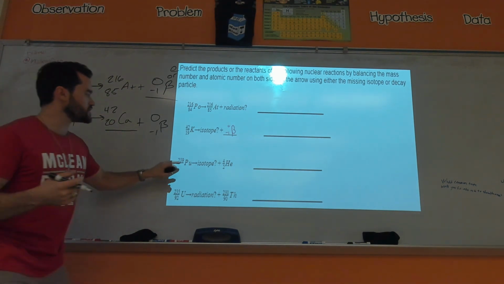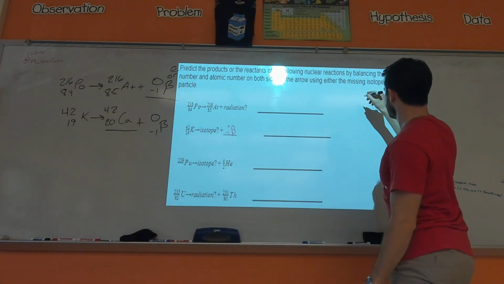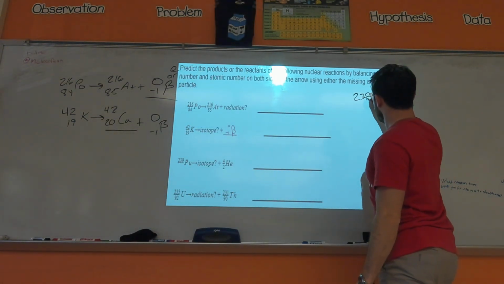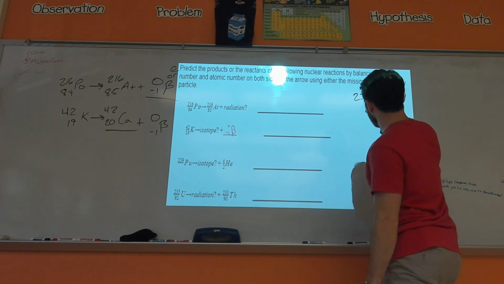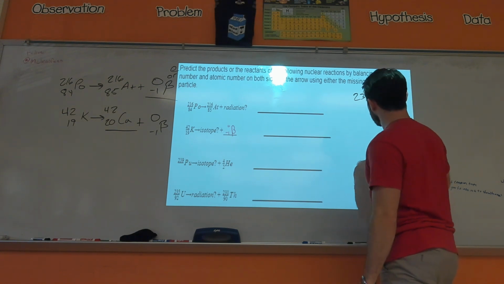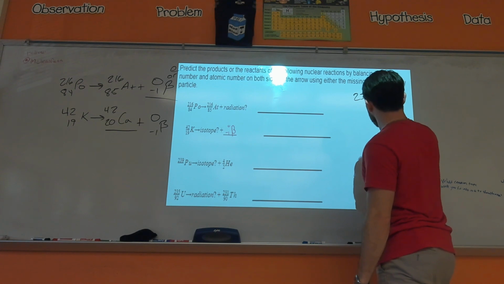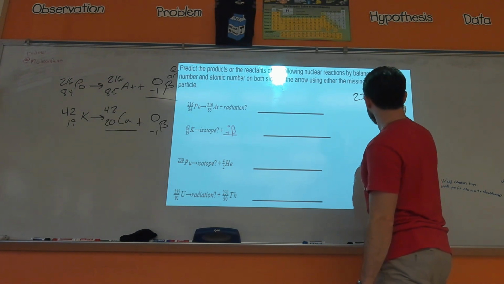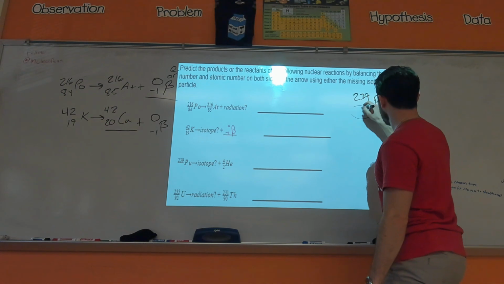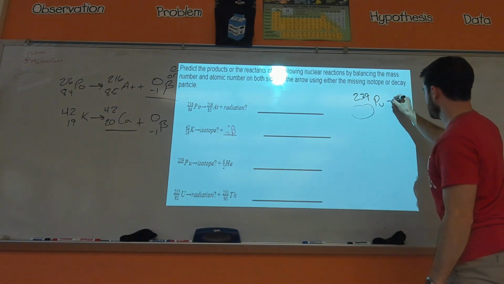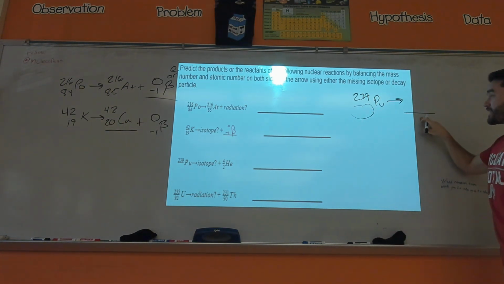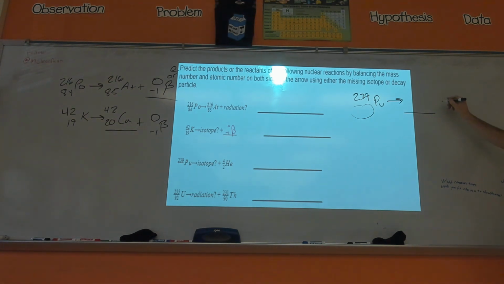All right, let's do this one. I'm going to write this one a little bit bigger over here. So we've got Pu 239. And we don't know the atomic number, so that's an unknown. They ask us for the element that comes from this. And they're telling us it's undergoing what kind of decay? Alpha decay, right? He is an alpha, it's a helium nucleus.